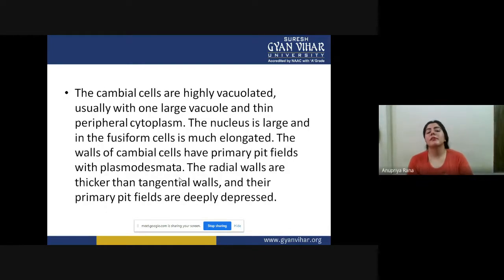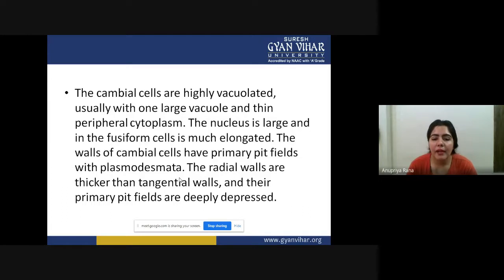Now the cambial cells are highly vacuolated, usually with one large vacuole and thin peripheral cytoplasm. So why are these cambial cells highly vacuolated? Because the cambial cell needs a lot of energy to divide and form the secondary tissue. That's why they have the vacuole, and the vacuole is basically storing their water and food material. The nucleus is large, and in the fusiform cell it is much elongated. In the case of fusiform initials, their nucleus is large in shape.